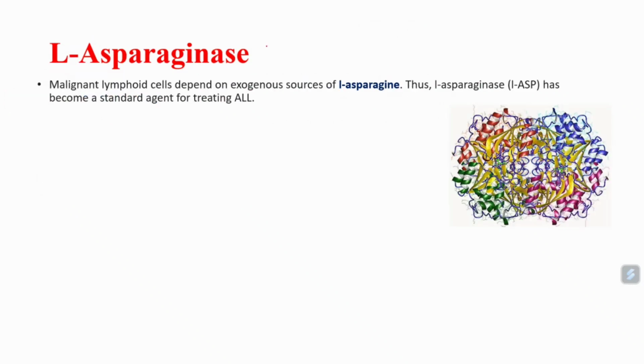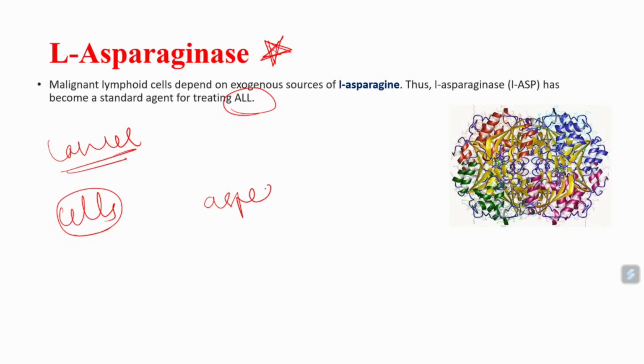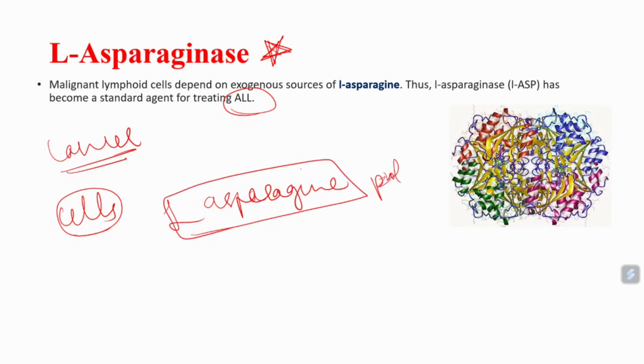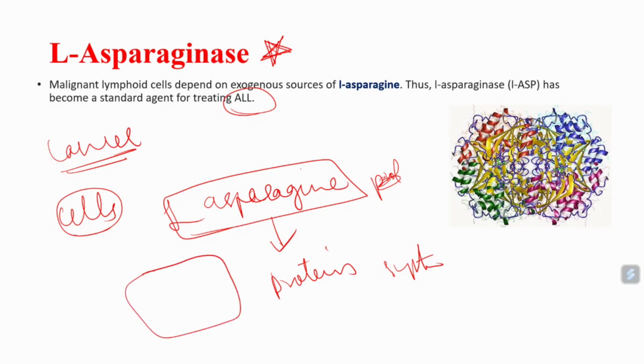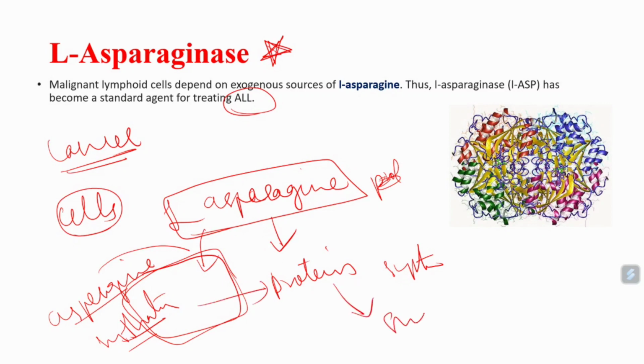Now let us discuss the L-asparaginase enzyme. This enzyme is very useful in cancer patients, especially in acute lymphoid leukemia. All the cells in our body require L-asparagine, which is an amino acid, for protein synthesis. So every cell in our body tries to synthesize its own L-asparagine with a very important enzyme called asparagine synthetase. Every normal cell has asparagine synthetase, and they synthesize L-asparagine, produce proteins with it, and survive in the body.